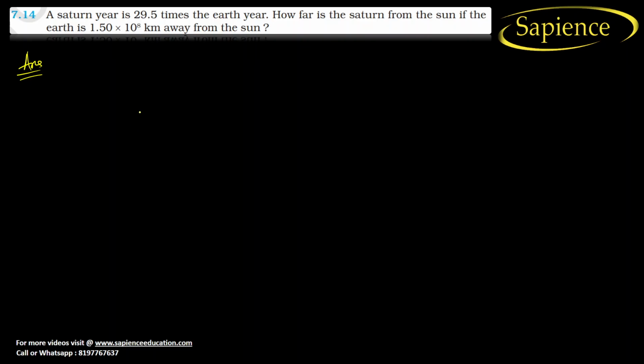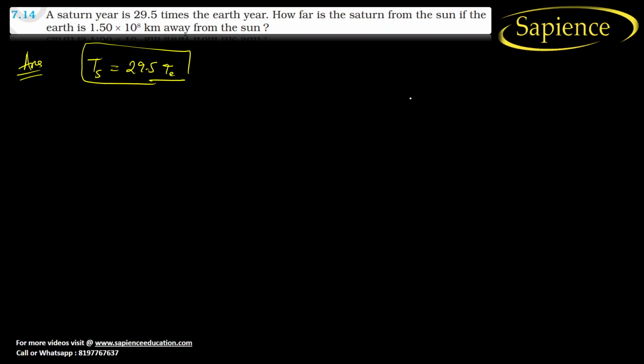This is written as: the Saturn year is 29.5 times the Earth's year. So can we write here time for the Saturn is equal to 29.5 times the time of the Earth? This is the equation they have given. Another thing they have given, how far is the Saturn from the Sun if the Earth is 1.5 into 10 power 8 kilometer away from the Sun.